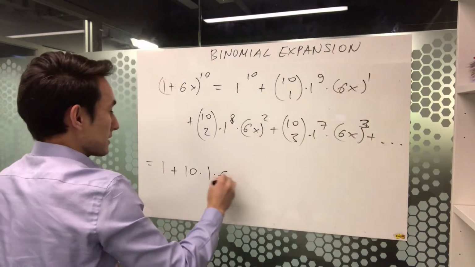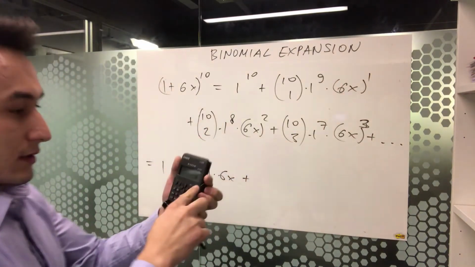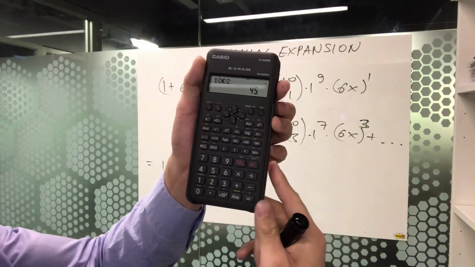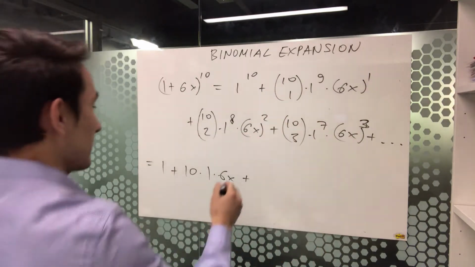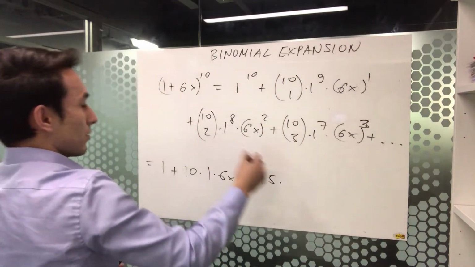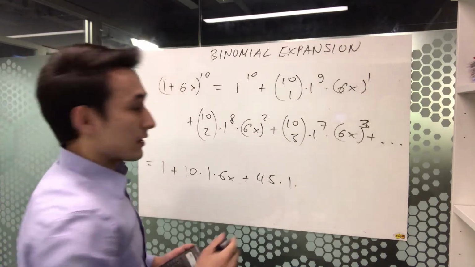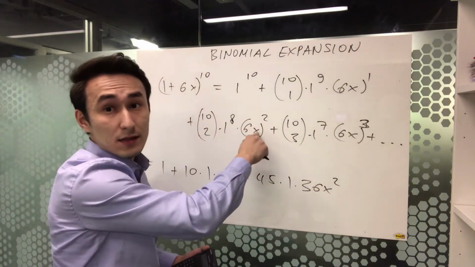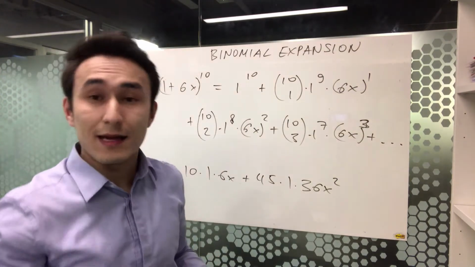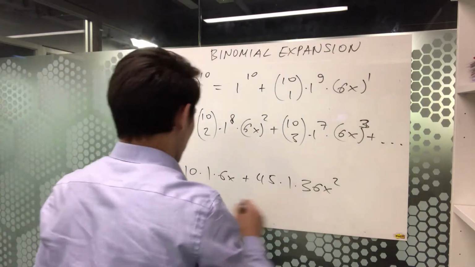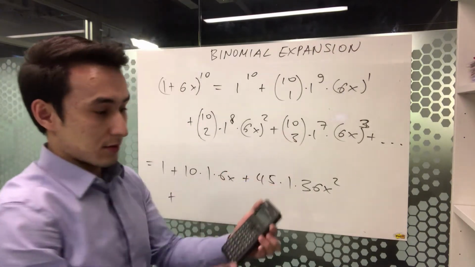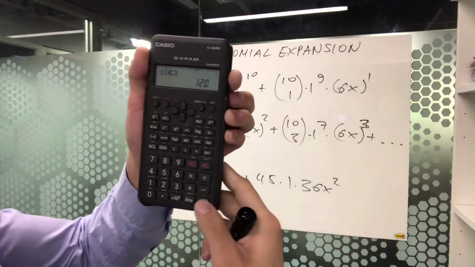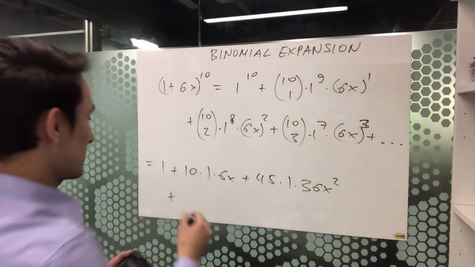6x plus 1 is 6x, plus 10 choose 2. I need 10 choose 2, that is 45. 45 times 1 times (6x) squared will be 36x squared, because this square goes to 6 and to the x. 6 squared is 36 and x squared is x squared. And then plus 10 choose 3. What is 10 choose 3? Let's do it. 10 choose 3 is equal to 120.